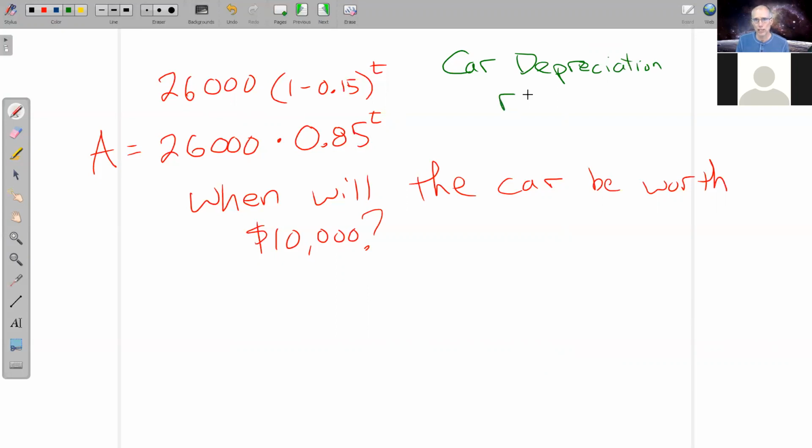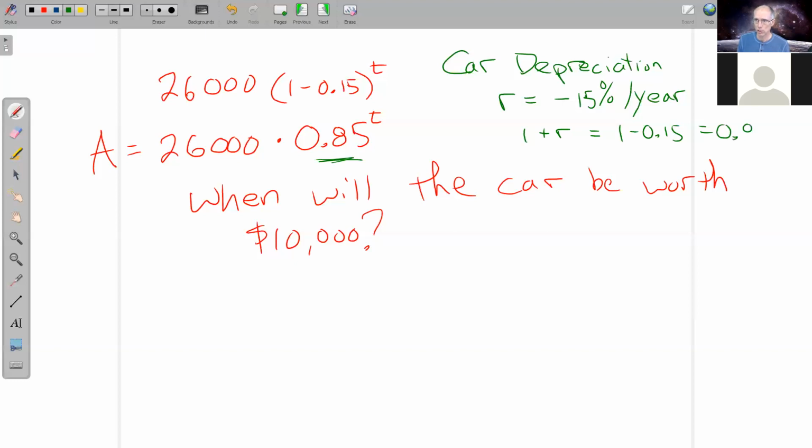And we have our rate of depreciation. We were losing 15% per year, is what this started. And the initial value of the car was, hey, we bought it for $26,000. If you lose 15%, that means you keep 85%, right? So our 1 plus R, where R is a negative number.